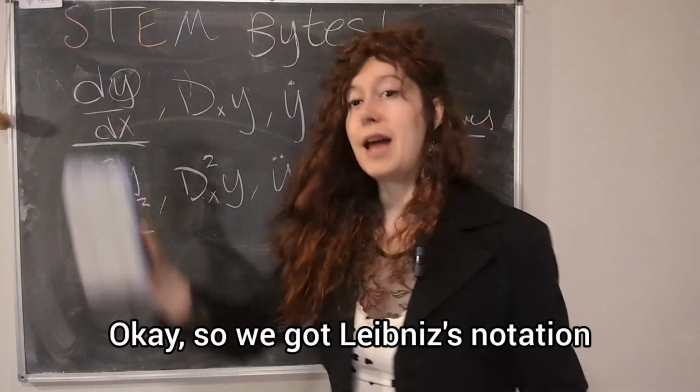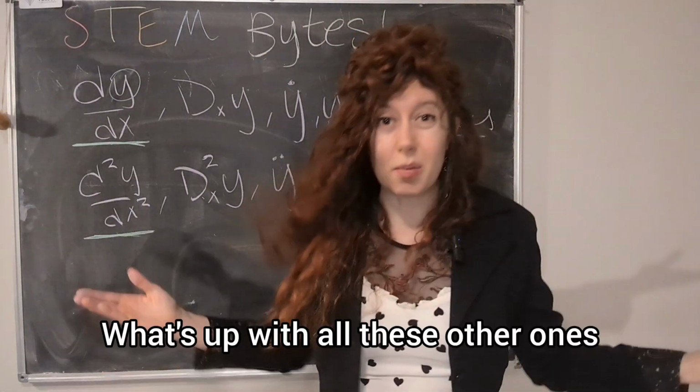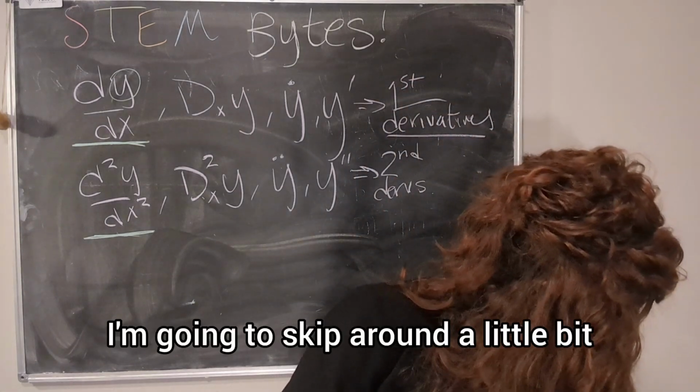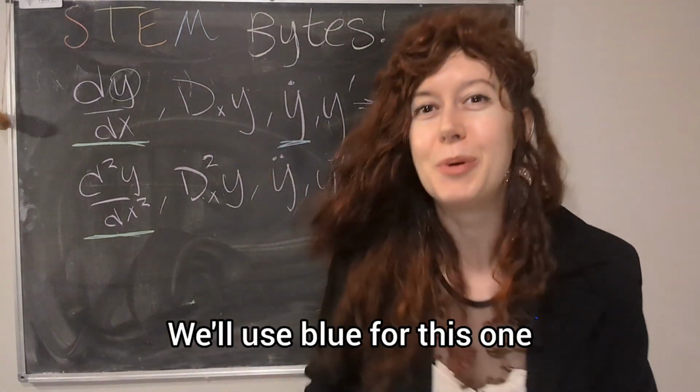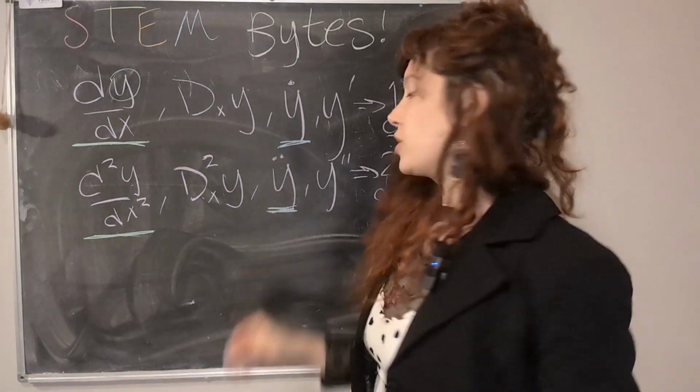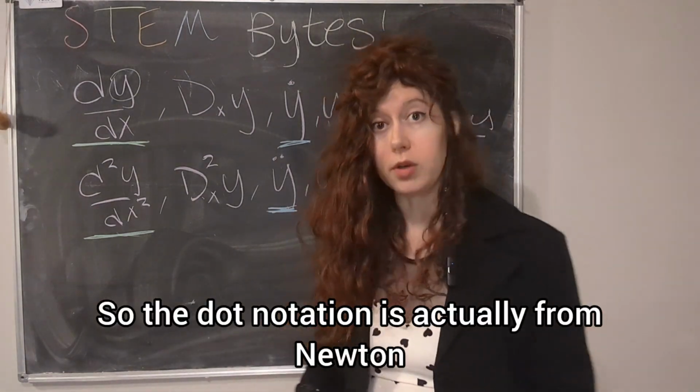Okay, so we got Leibniz's notation. What's up with all these other ones? I'm going to skip around a little bit. Let's go to the dot notation. We'll use blue for this one. So the dot notation is actually from Newton.